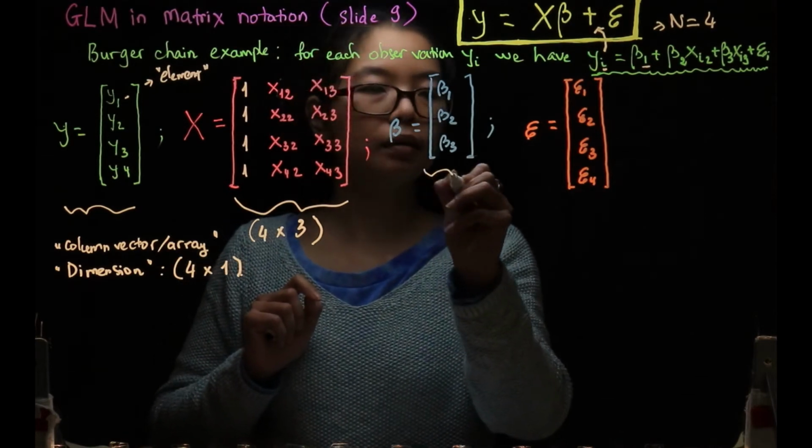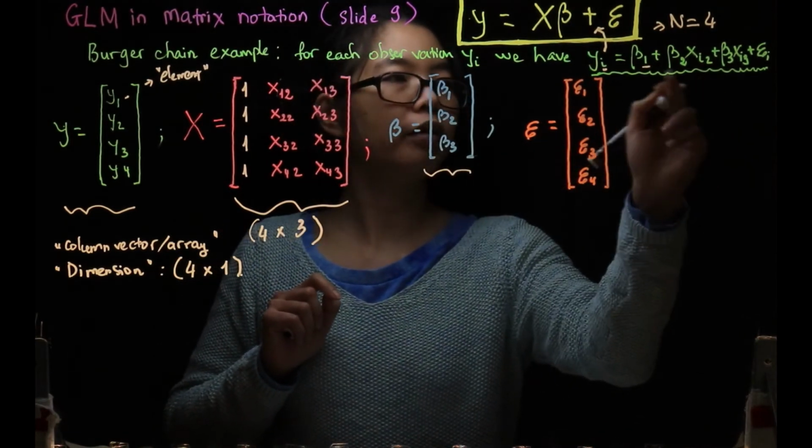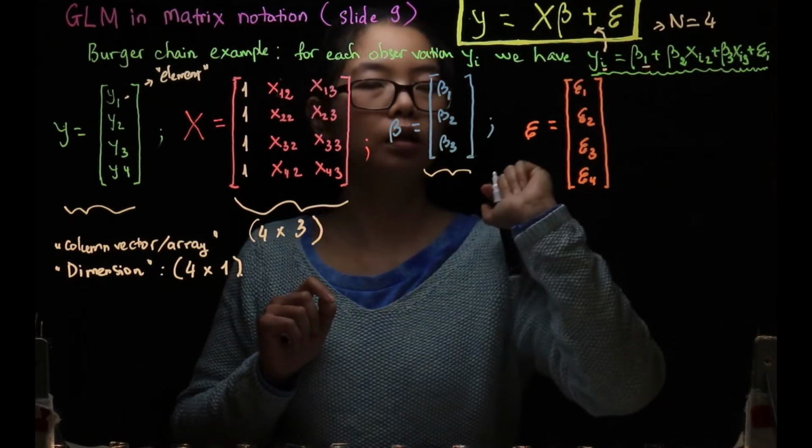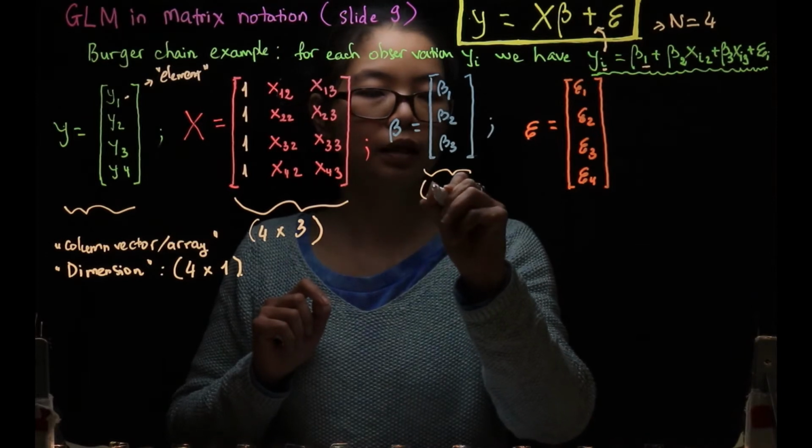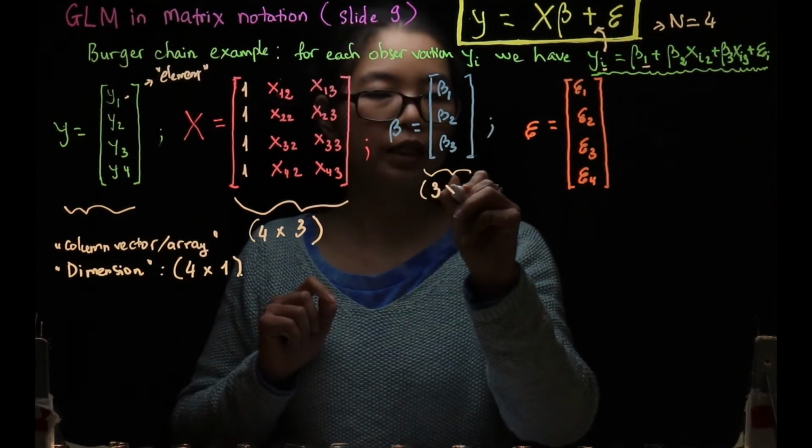So now beta, because in our example we have 1 intercept and 2 other coefficients, so at the end beta has 3 elements, right? So a column vector of 3 times 1.